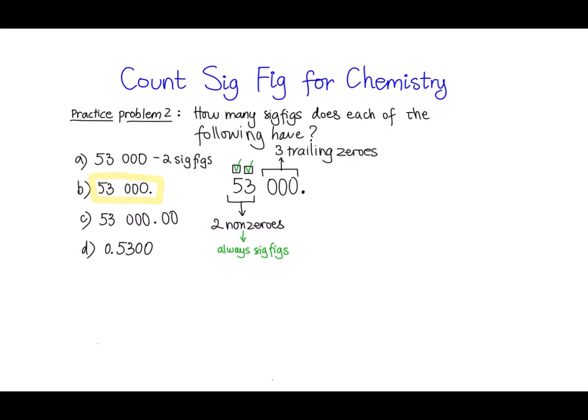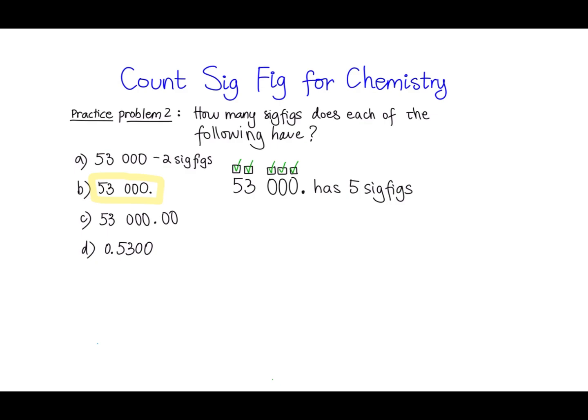For the 2 non-zeros, 5 and 3, these always count as sigfigs. So far we have 2 sigfigs already. And for the 3 trailing zeros, in this case there is a decimal point in this number, so these 3 trailing zeros will be counted as sigfigs. So in total, you will say 53,000 with a decimal point has 5 sigfigs.